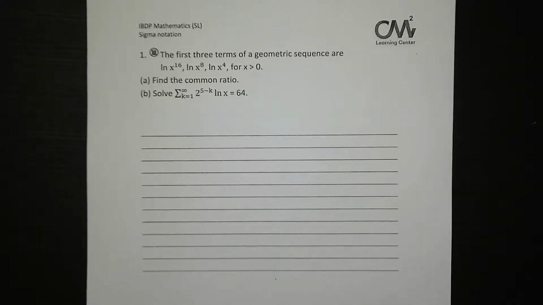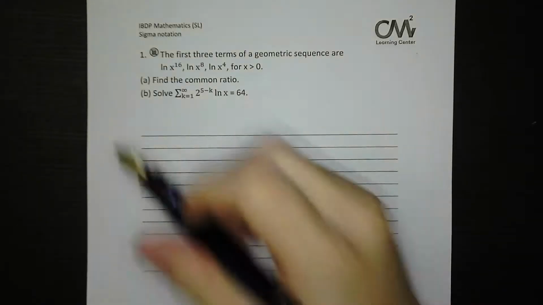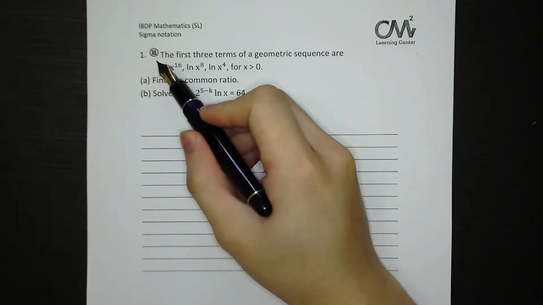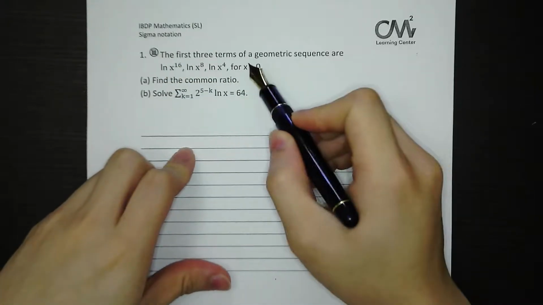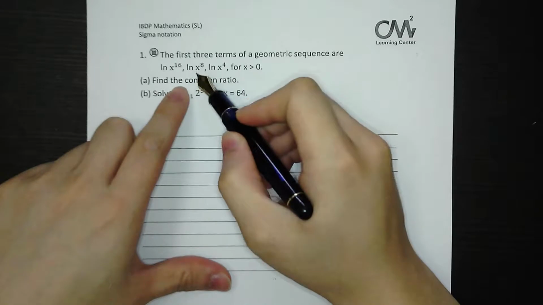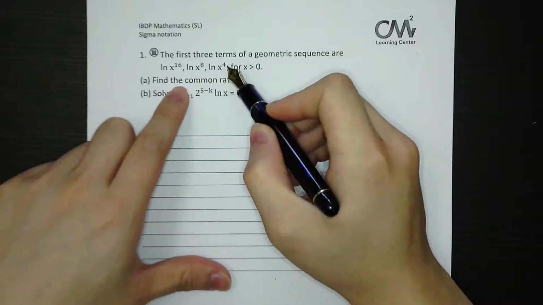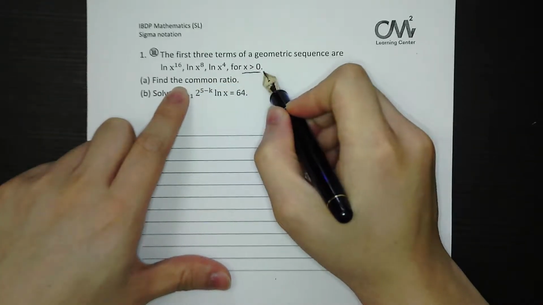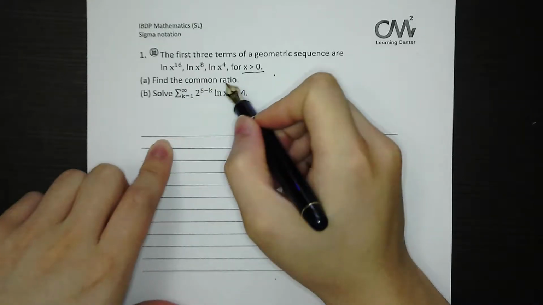In today's Mathematics SL lessons, I'm going to study one past paper question for sigma notation. It's topic 1, sequences and series, and this is paper 1 long calculator questions. The first three terms of a geometric sequence are natural log x power 16, natural log x power 8, natural log x power 4, for x greater than 0. Find the common ratio, part A.